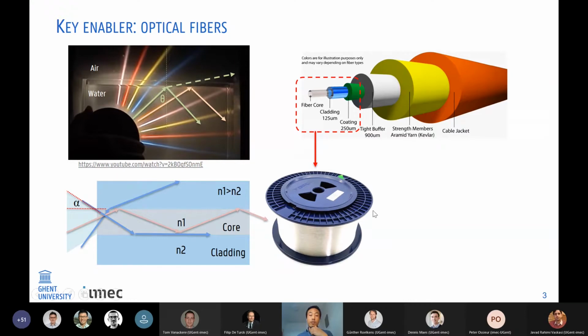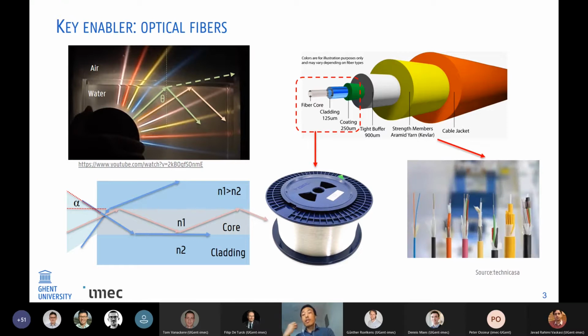Here is a picture of a roll of optical fiber, which is probably tens of kilometers long. But this fiber is very fragile. You need some strength members and mechanical support, for example, some strength members and jackets. So there are different types of fiber cables.